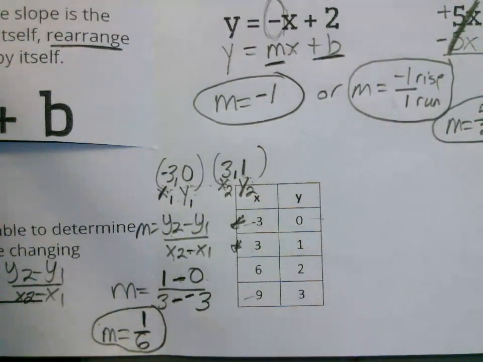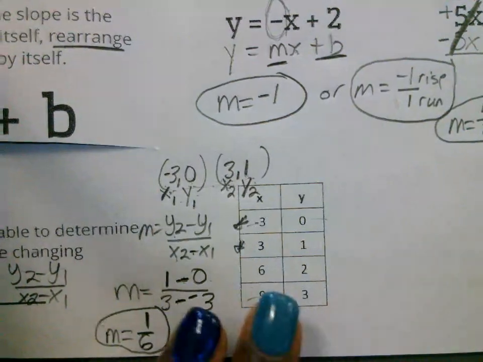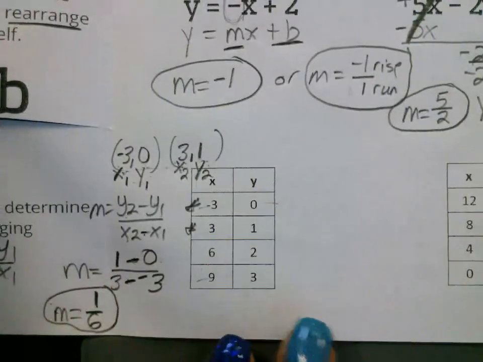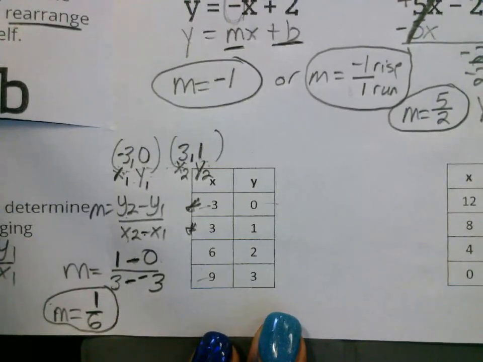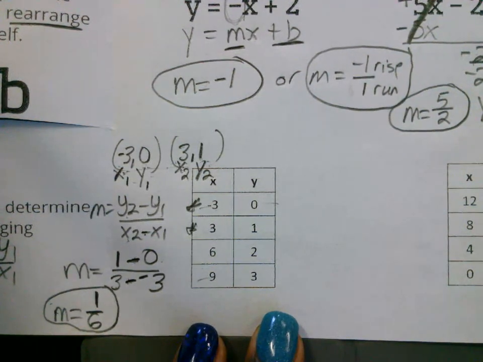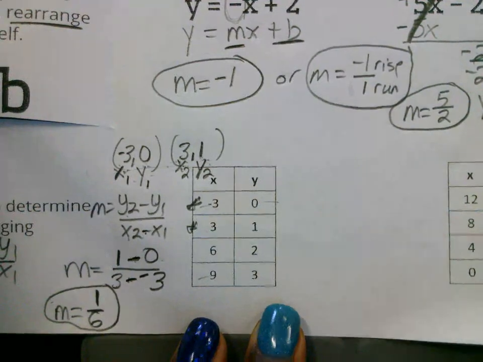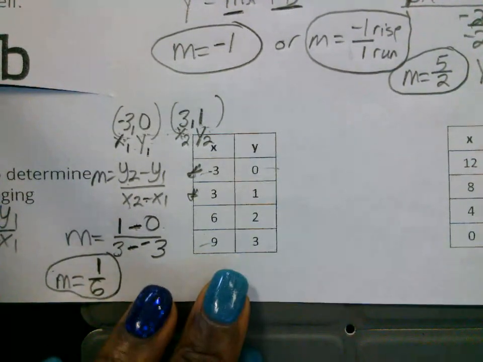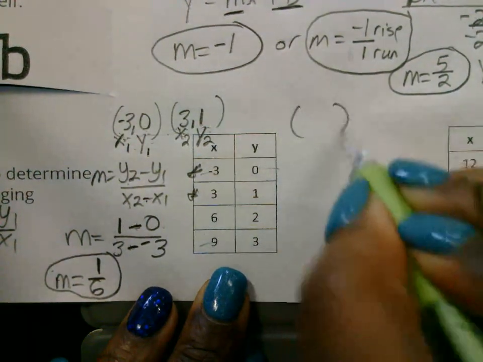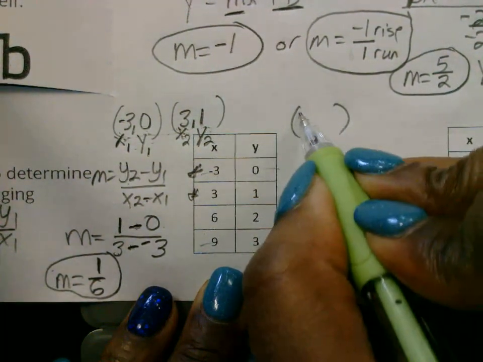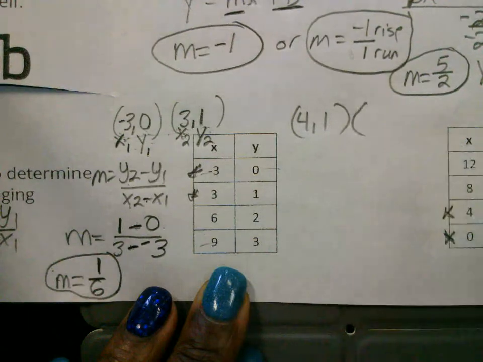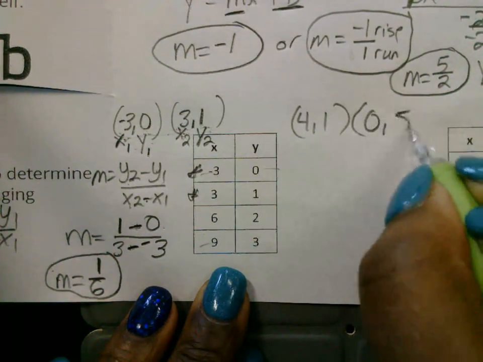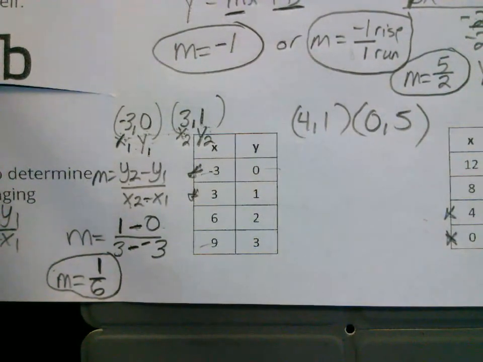Let's do the second one on your own. Which 2 points, I'm going to set it up for you. Which 2 points do you want to use from the table that are going to be the easiest, you think? 4 and 1. And then, of course, we'll do the last one. All right, see if you can do that one.